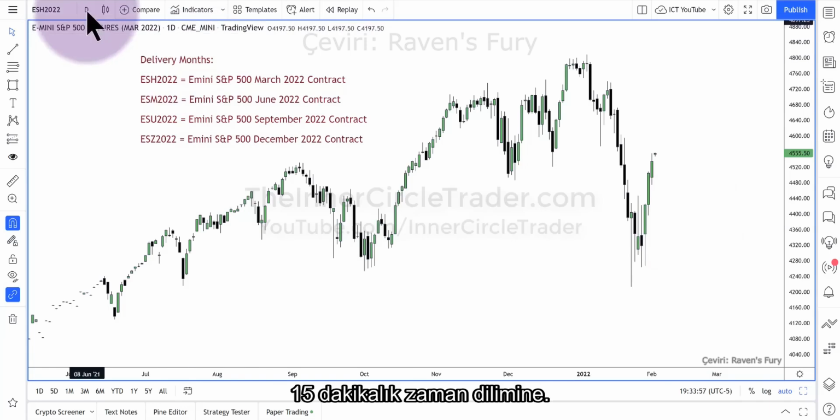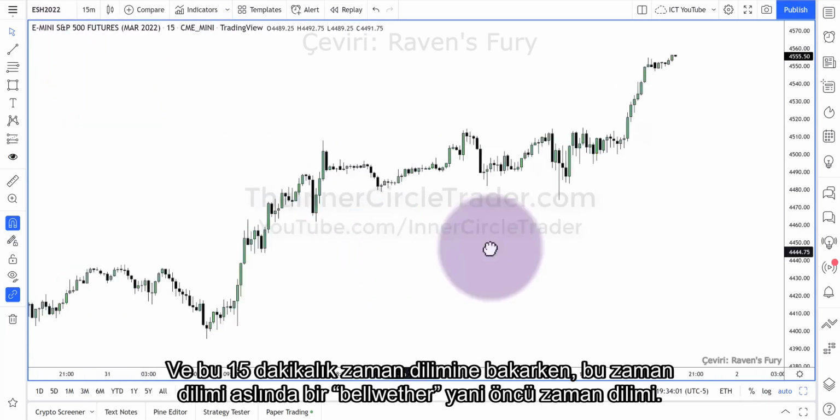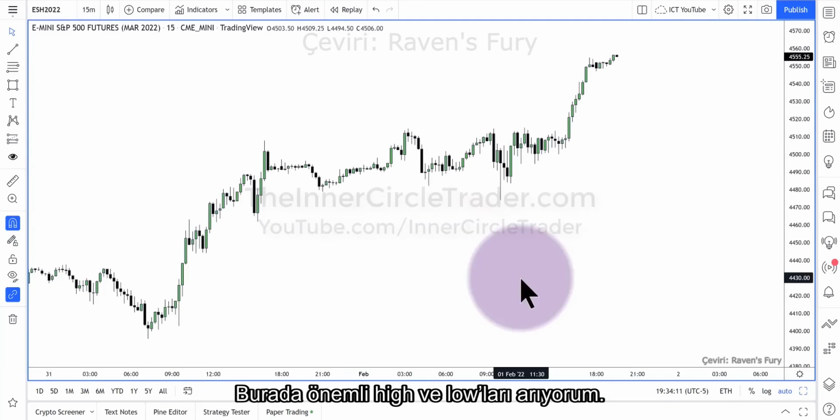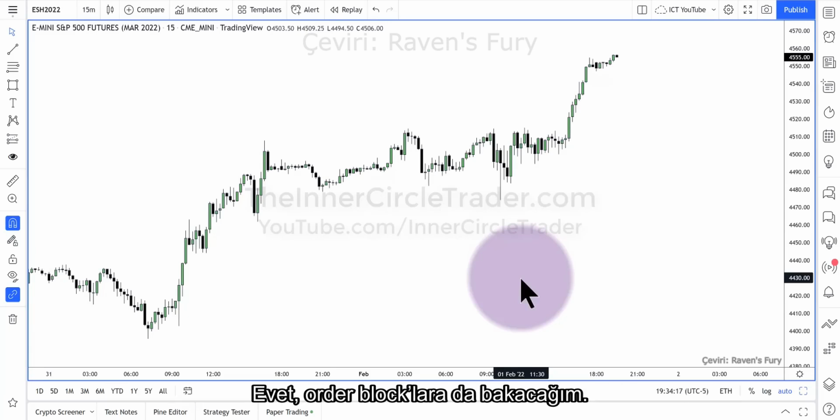But I want to take a look at the 15-minute time frame. All right, and when you're looking at this 15-minute time frame, this is the bellwether time frame. This is where I'm looking for key highs and lows. I'm looking for imbalances like fair value gaps and things of that nature.